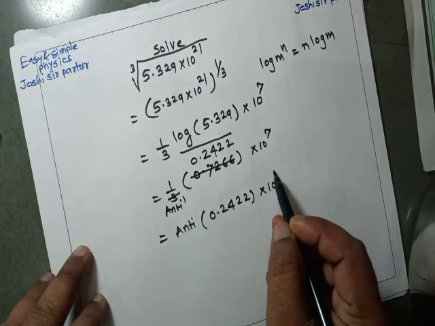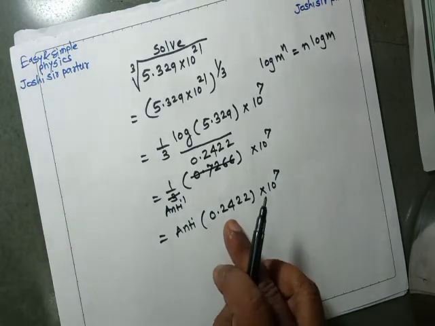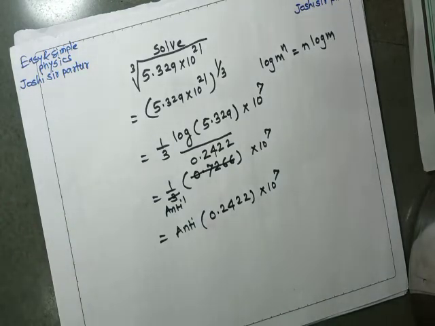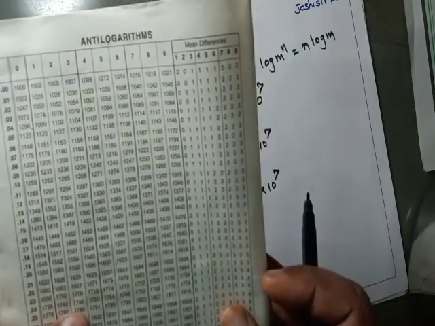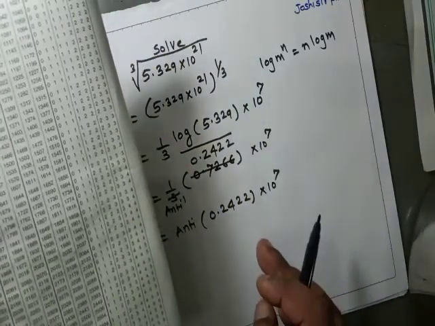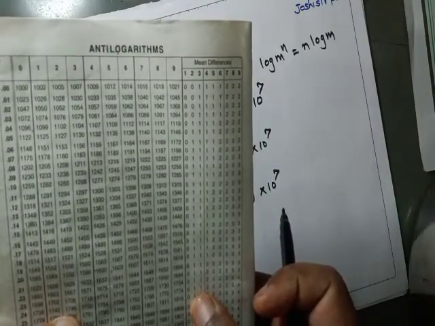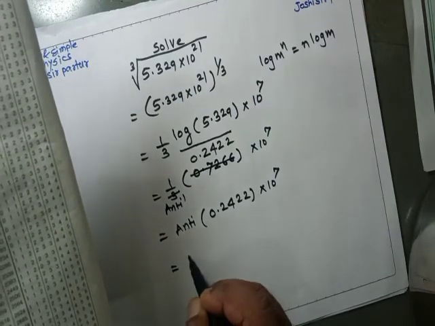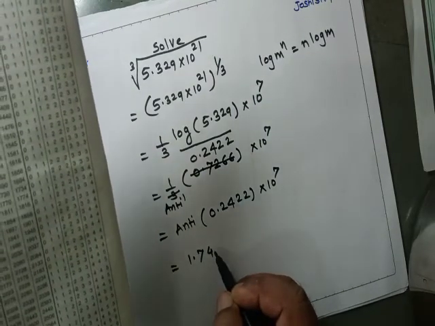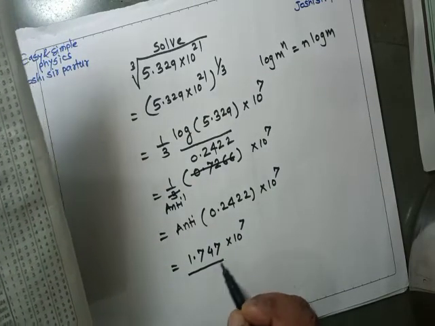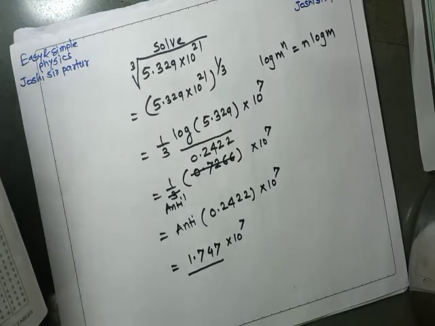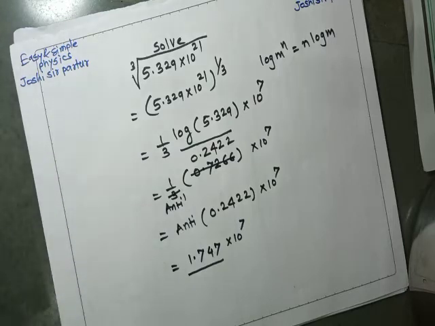So we can take antilog of 0.2422 into 10 to the power 7. If we see 0.24, so here 0.24 into, that is 1746, and 2 mean difference is 1. So we can write 1.47 into 10 to the power 7. So in this way we can determine cube root. In this way we can determine cube root by using logarithmic table.